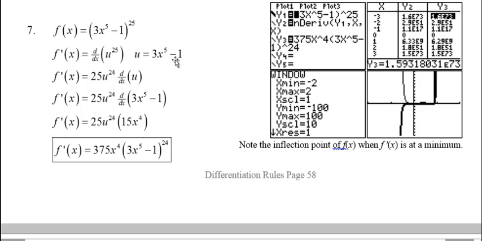So u is 3x to the 5th minus 1. The derivative of that is 15x to the 4th. Multiply all that together. 15 times 25 is 375. U is the 3x to the 5th minus 1 to the 24th, and then we still have this x to the 4th, which I put in between here. And so there is the final version.